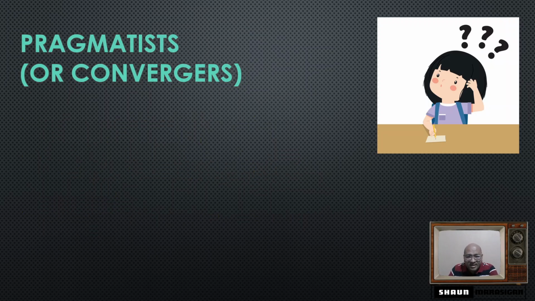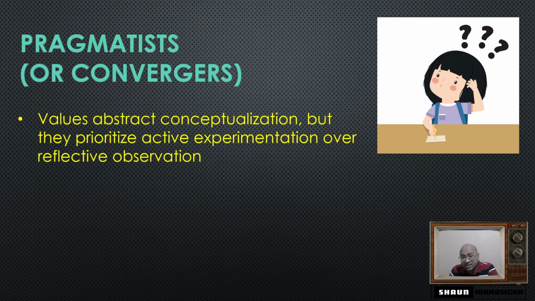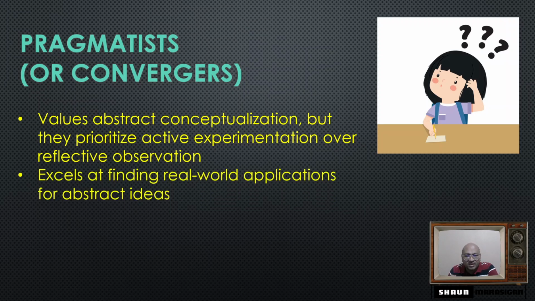On the other hand, pragmatists, who are also known as convergers, just like theorists, value abstract conceptualization. But unlike theorists, they prioritize active experimentation over reflective observation. So pragmatists excel more at finding real-world applications for their abstract ideas, which makes them stronger at problem solving and practical tasks. They prefer working with things rather than with people, and gravitate towards hands-on activities.